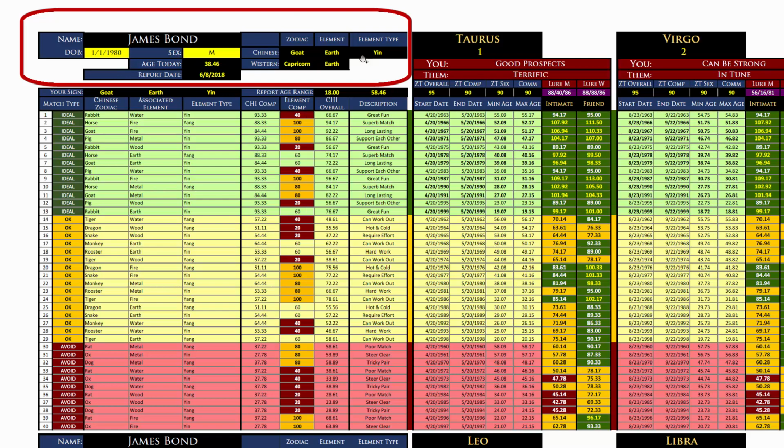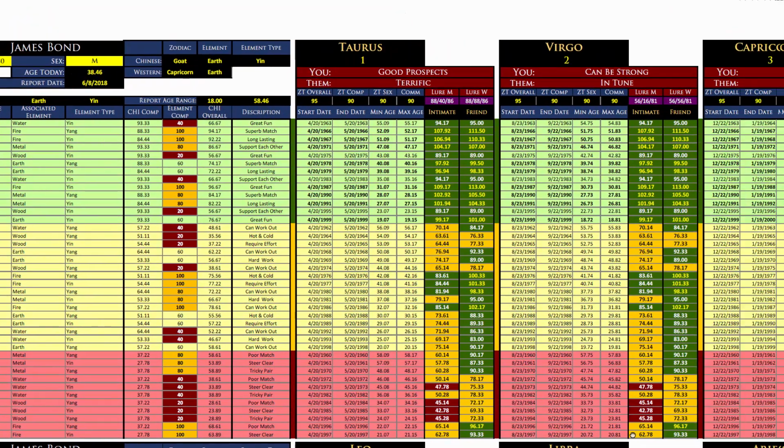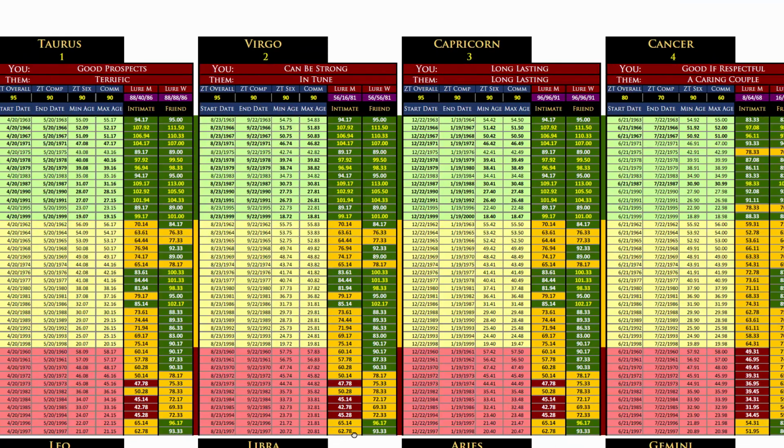And based on this report, we're identifying that his Western zodiac information is that he's a Capricorn, and he is an earth sign. And on the Chinese or the Eastern zodiac, his animal is the goat, his element is earth, and the type of element has the yin force from the yin or the yang. Now, this report will put first the 14 different squares.